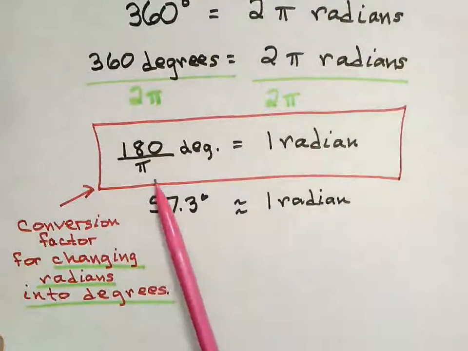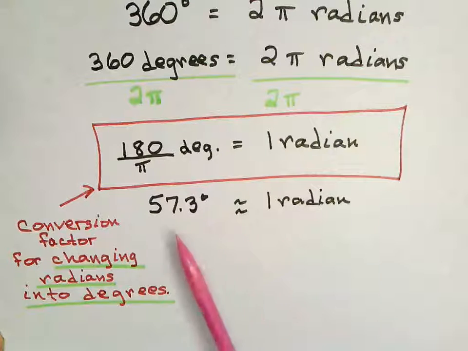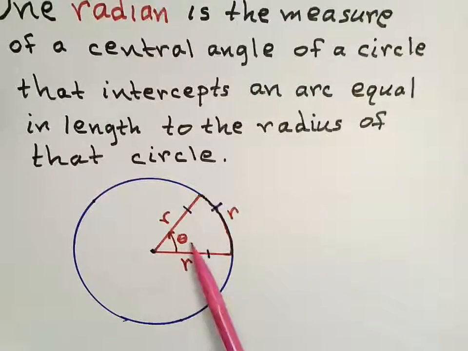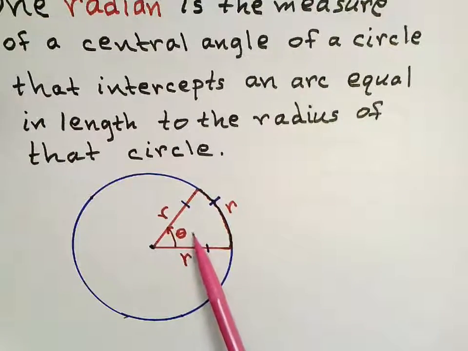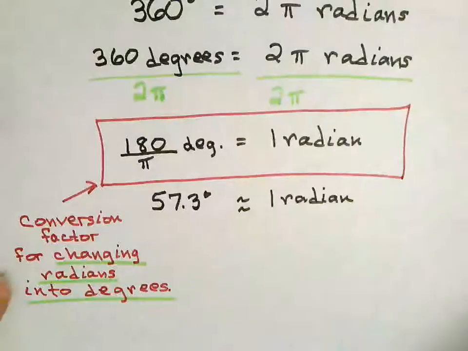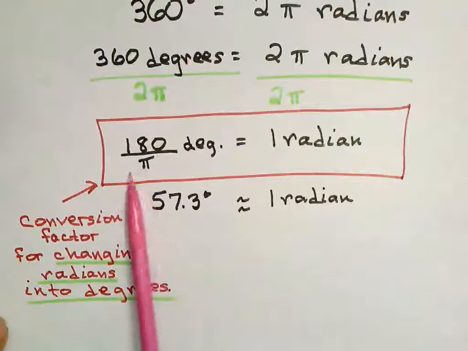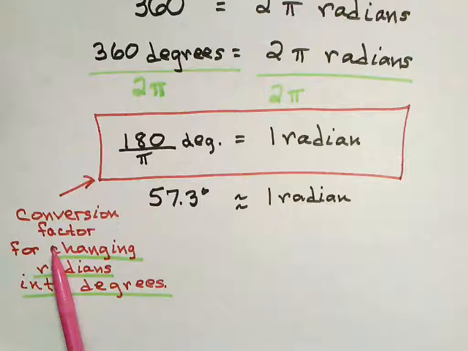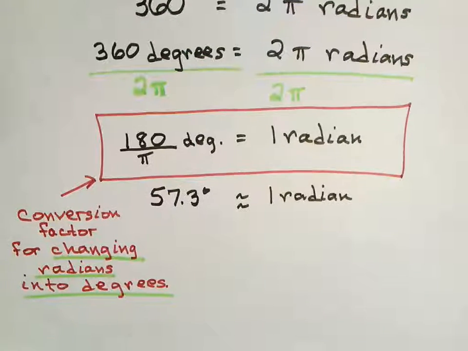And if you use your calculator, then 1 radian is approximately 57.3 degrees. So this theta right here is approximately 57.3 degrees. And this 180 over pi degrees is going to be the conversion factor for changing radians, which is just some real number, into degrees.